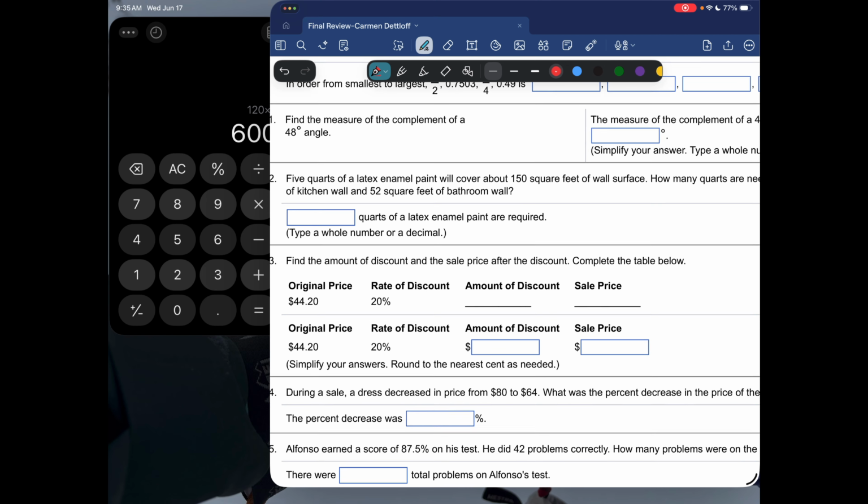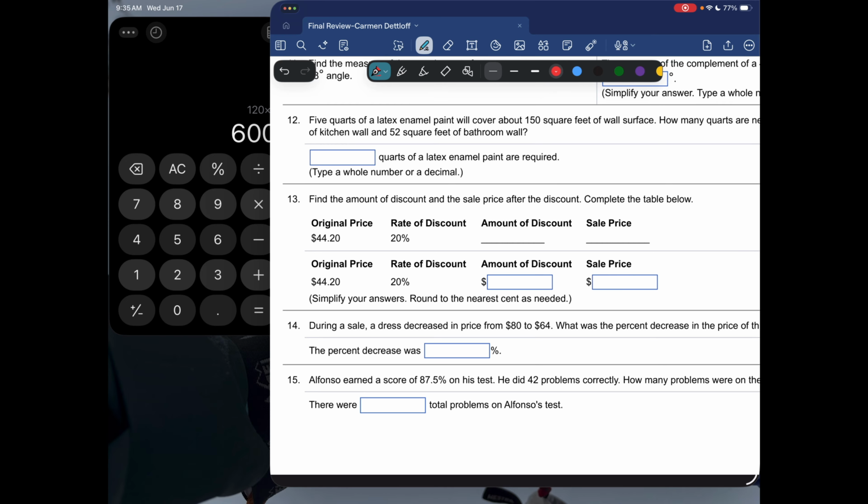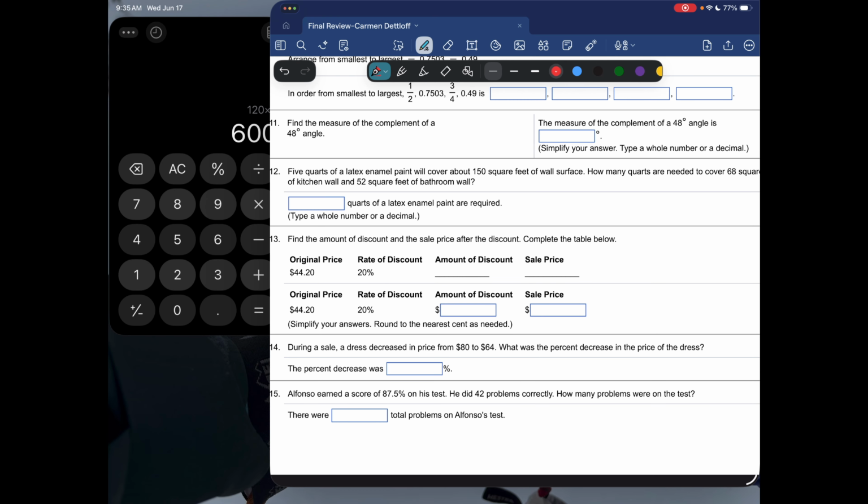Number 3, find the amount of discount and the sale price after discount. Complete the sale table below. Okay, this is a percent problem. We have percent over 100 equals parts to the whole. We used N for part and W for whole. So we're figuring out our discount first. So I've got 20 over 100 equals, and then it gives me my original price. Is my original price the whole or the part? It's going to be my whole in this case because it's the whole item, the whole price, and I'm solving for x. I'm going to cross multiply and solve.